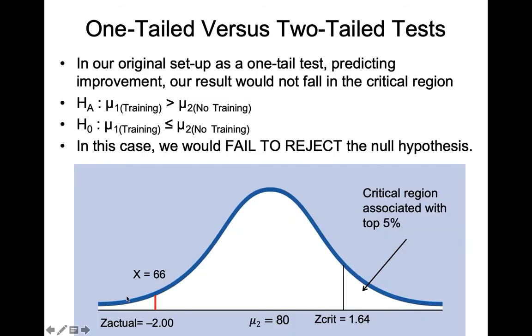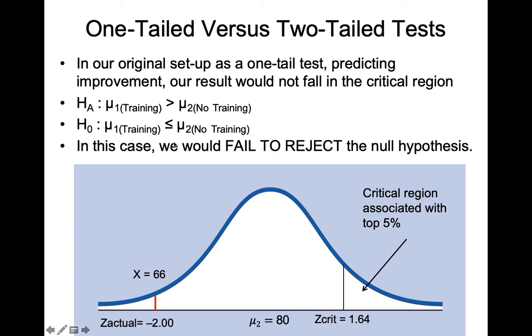So let's place that in our comparison distribution. Now let's go back to the original setup. In our original setup as a one-tailed test, we had predicted that memory training would work in that it would result in an improvement on the exam. So we had set up our test to have a z-critical of 1.64, which was associated with the upper tail, this top 5% of the distribution. Okay, we had predicted that on average, training would result in a higher exam score than the no memory training group.